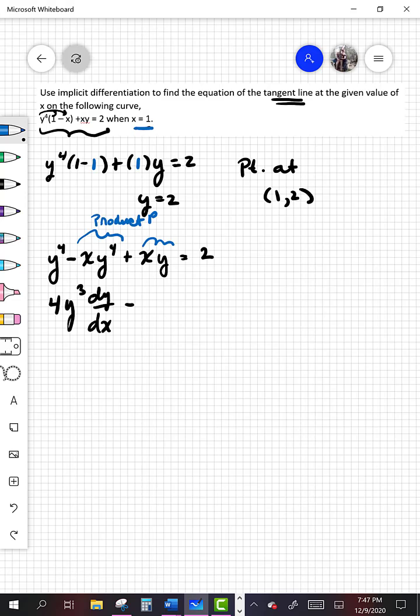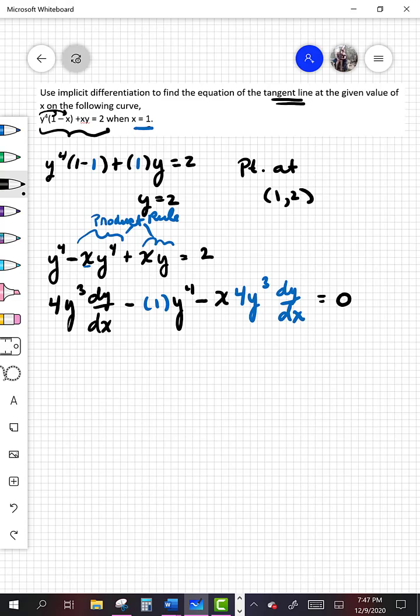And so the product rule says take the derivative of the first. And so the derivative of x is 1 times the second, y to the 4th, minus, because of this negative out here, x times the derivative of the second. So the derivative of y to the 4th is 4 times y cubed. But this is a function in terms of x, so we have to put dy/dx here. Plus the derivative of xy, is equal to the derivative of 2. Well, derivative of a constant is 0.